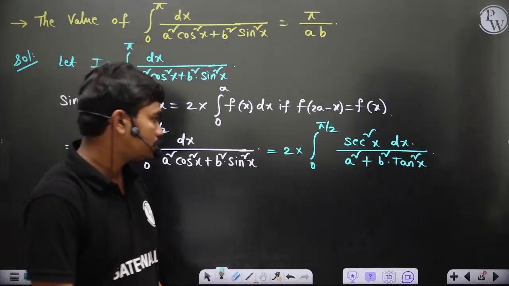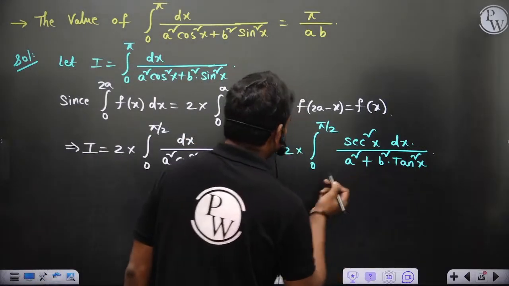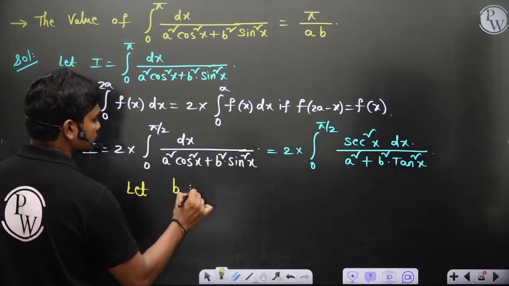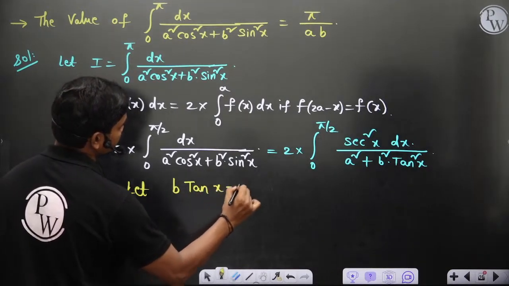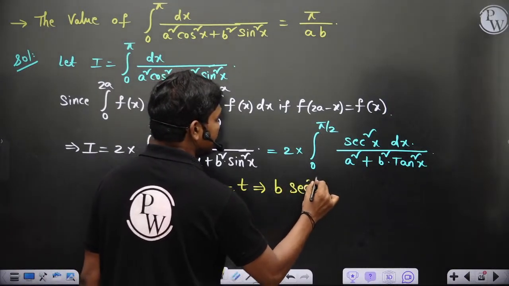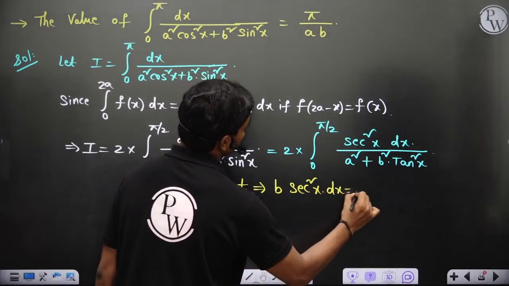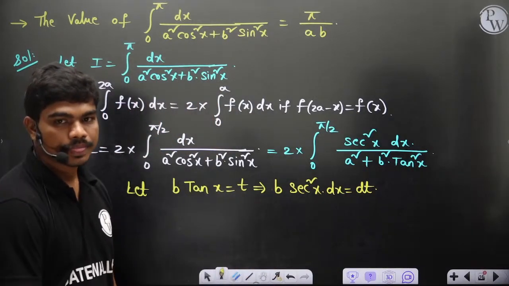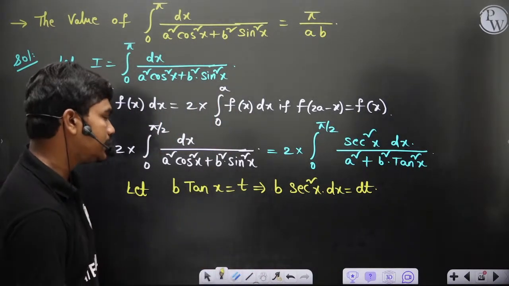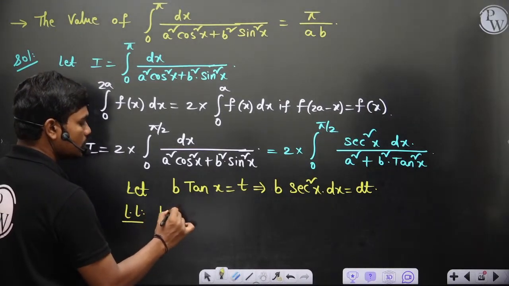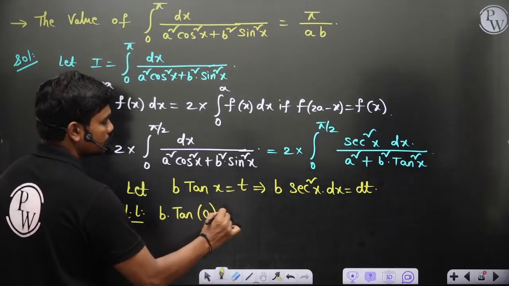Now at this point, let's make a substitution. Let b tan x is equal to t. Okay, so this implies b secant square x dx is equal to dt, of course. If b secant square x dx is equal to dt, then what about the lower limit? b tan x equal to t, so b into tan 0 is equal to t.